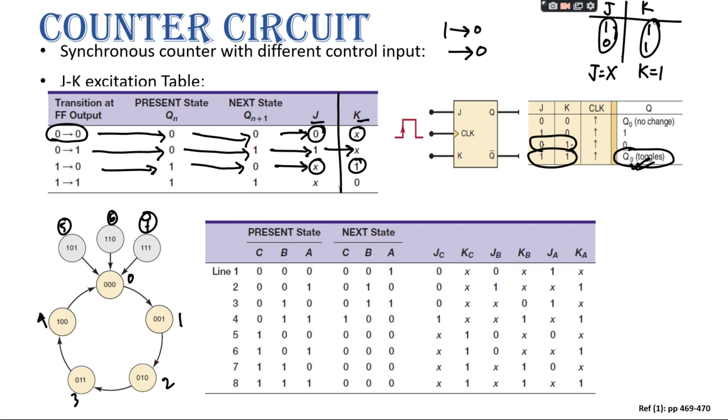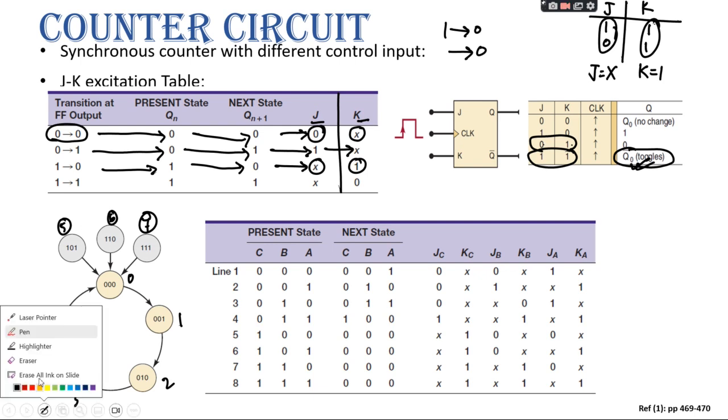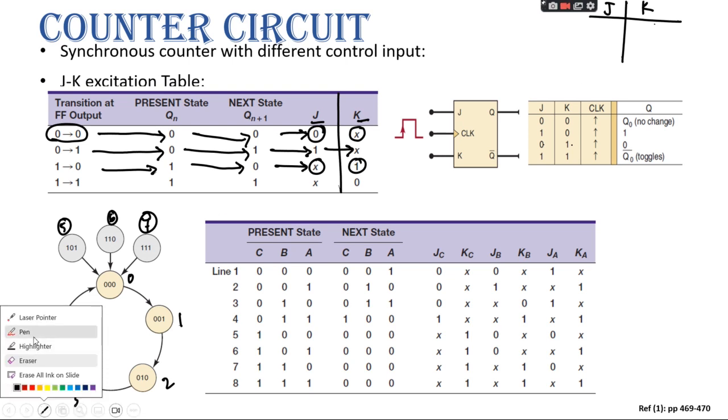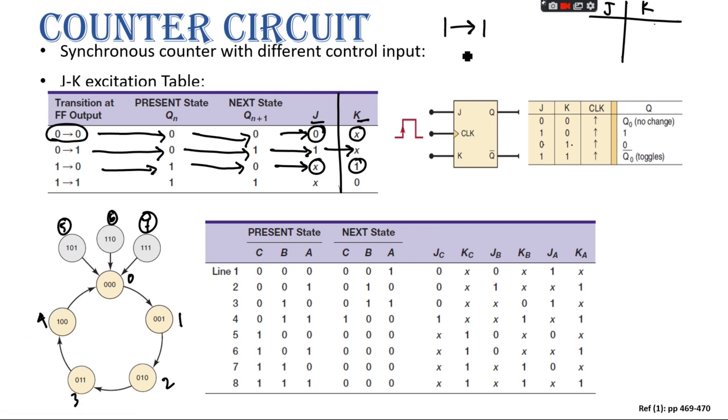Now we'll try to solve the last condition, which is 1 1. So 1 to 1 means no change, right? Yes, sir. The condition should be 0 0. And then whatever my previous state is, if you want 1 as my next state, what should I put? 1 0, right? 1 0.